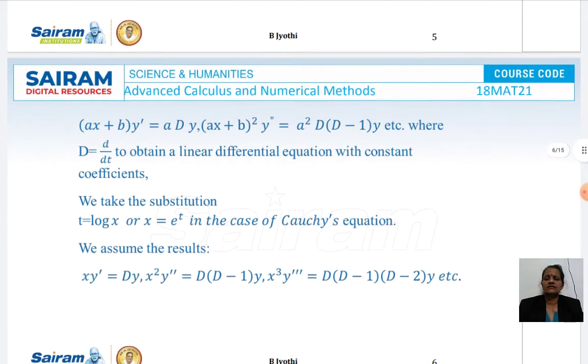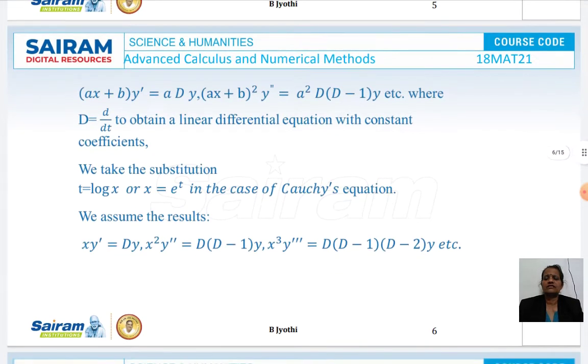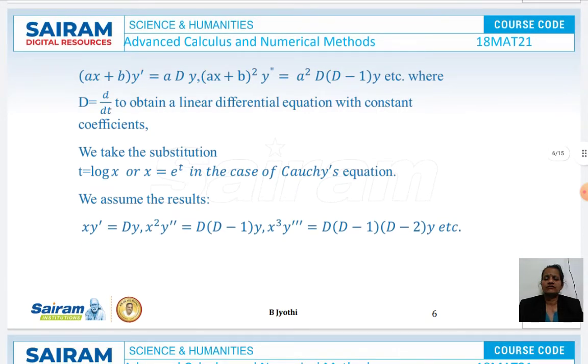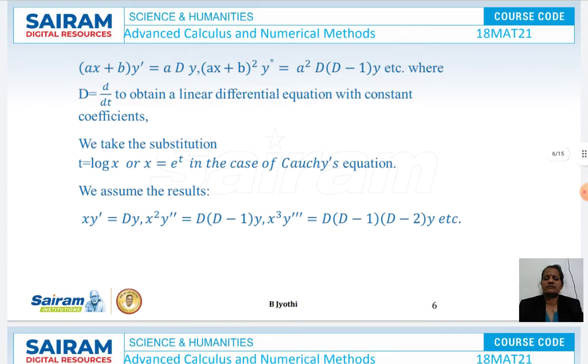We assume the results (ax plus b) y dash is equal to a D y. (ax plus b) whole square y double dash is a square D(D minus 1) y, etc. And in the case of Cauchy's, we take the substitution t is equal to log x or x is equal to e power t. And we assume the results as x y dash is equal to D y, x square y double dash is D(D minus 1) y, x cube y triple dash is D(D minus 1)(D minus 2) y, etc.